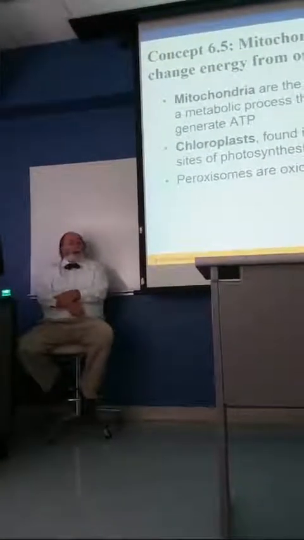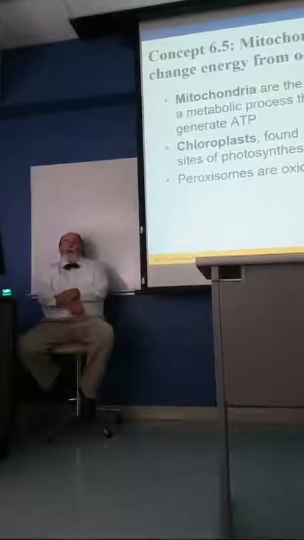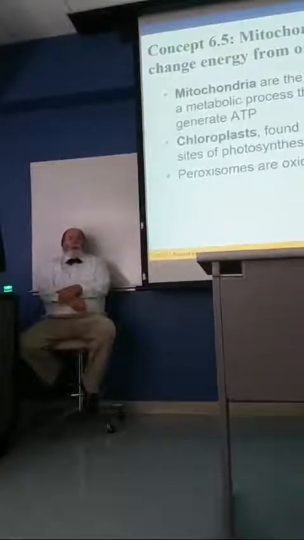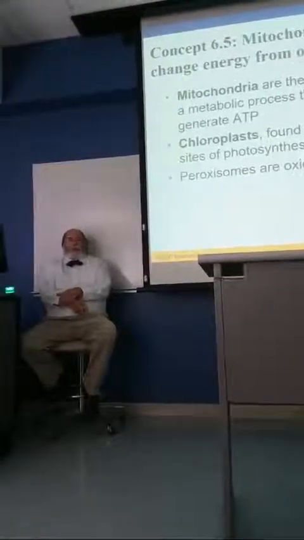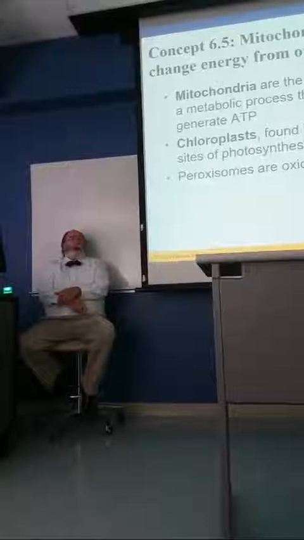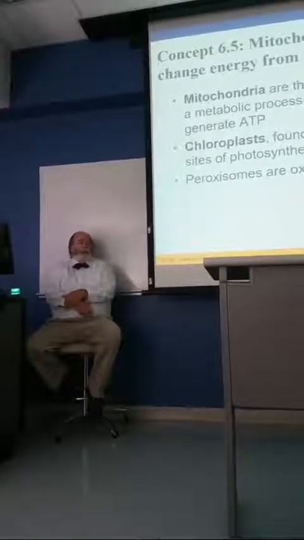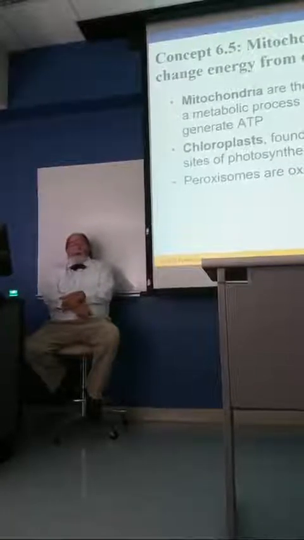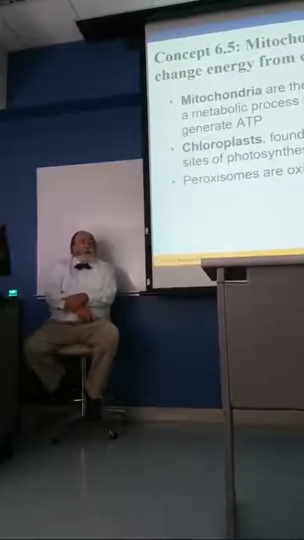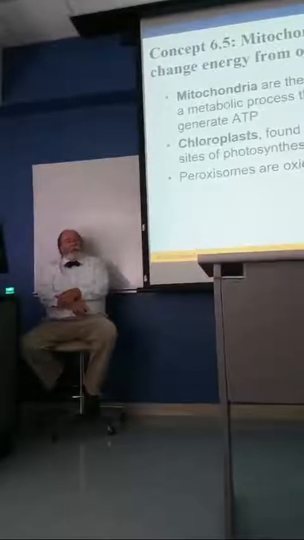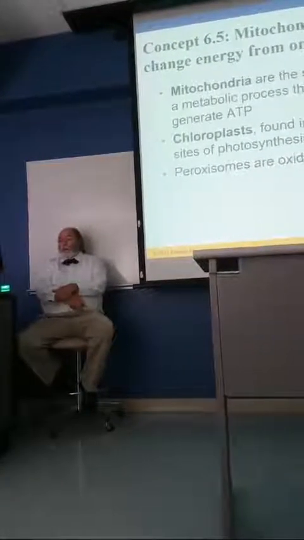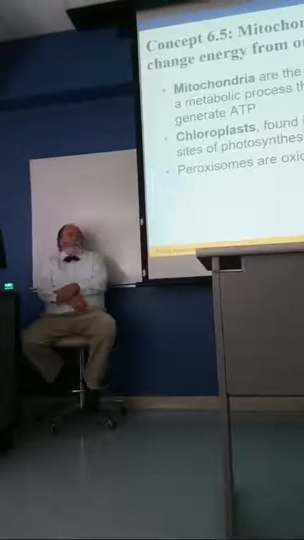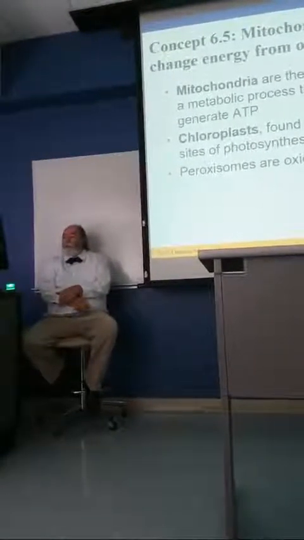Mitochondria, as it says, generates, does not create, but generates ATP. There's a law of thermodynamics that states we cannot create nor destroy energy. Only thing we can do is change its shape or form. Chloroplasts contain chlorophyll, and that's where photosynthesis occurs, and that generates ATP by way of sunlight.